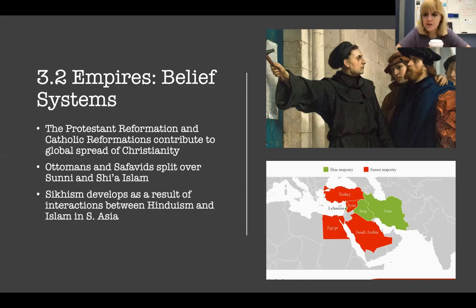A third religion that also was created in the Mughal Empire is called Sikhism. Sikhism later on will be important in period 4 because in period 4, when the British split and partitioned India, the Sikhs will not get their own homeland. Sikhism is kind of an interaction between Hinduism and Islam. Make sure you know what that is.